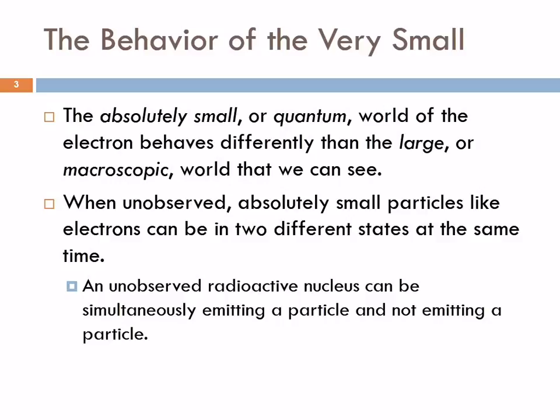Electrons are in a category called the absolutely small, or quantum world. Okay, the macroscopic world is things that we can see. My calculator, part of the macroscopic world, I can see it. There's also a microscopic world, things you can look at in biology lab under a microscope, right? You can't see them with your naked eye, but you can see them with a microscope. The quantum world is far smaller than that.